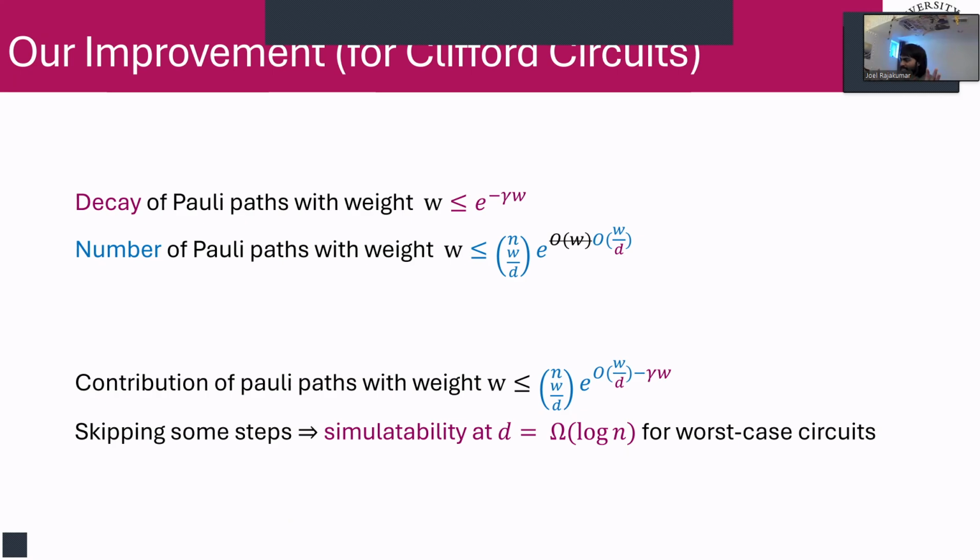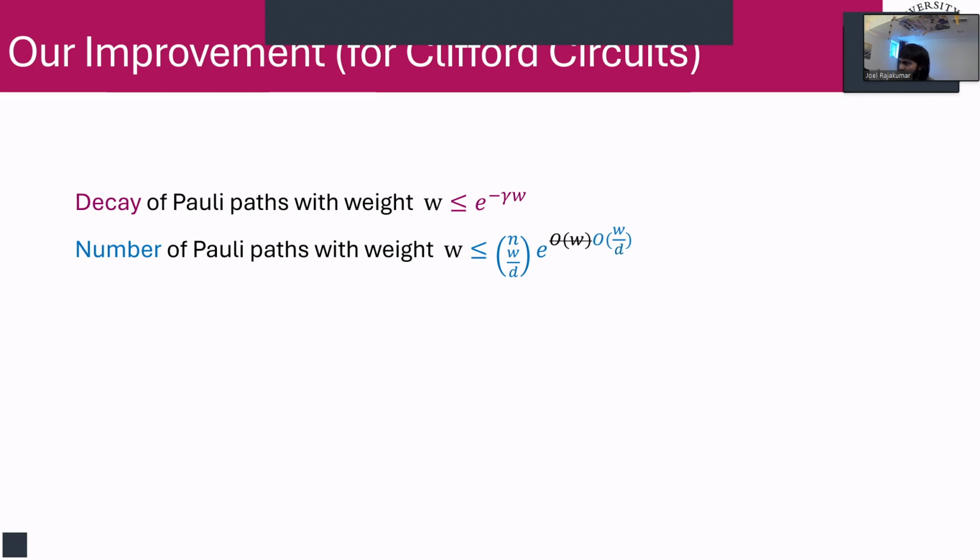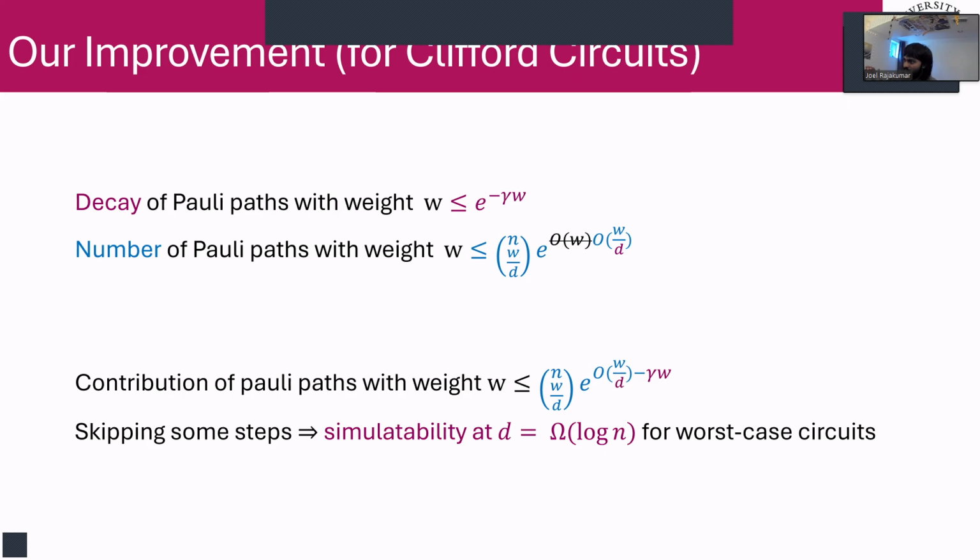Skipping some steps, this lets you get simulatability at omega log n for worst case Clifford circuits or IQP circuits. I know this might have been very high level because I'm trying to avoid getting into the details, but maybe the main takeaway is that we're able to get some improvement by restricting to Clifford circuits, and this improvement is in the counting argument in a sense.